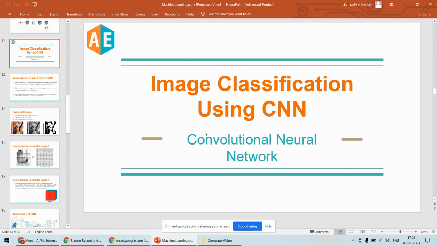Okay, so now what we are going to see is image classification using the CNN algorithm. CNN stands for convolutional neural network. We are going to understand the basic concepts of the CNN algorithm and how it works. As I said, initially we started with classification algorithms.